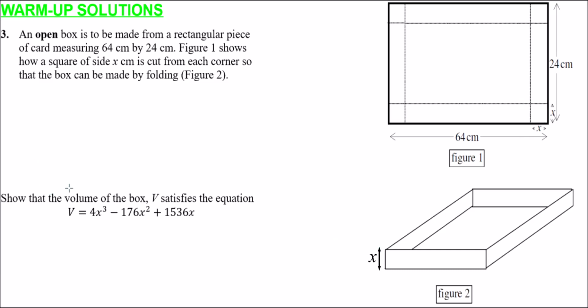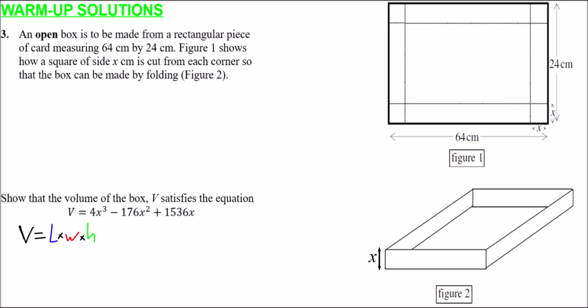What we need to do here is show that the volume of the box V satisfies the equation V equals 4x cubed minus 176x squared plus 1536x. What I need to realise here is that because it's a cuboid, the volume is length times width times height. So it's going to be the length of the base, multiplied by the width of the base, and then multiplied by the height.